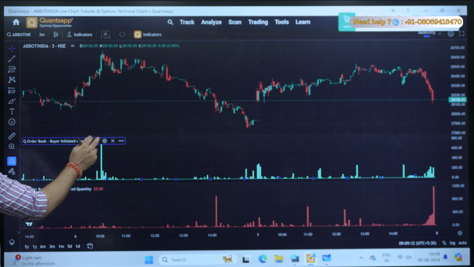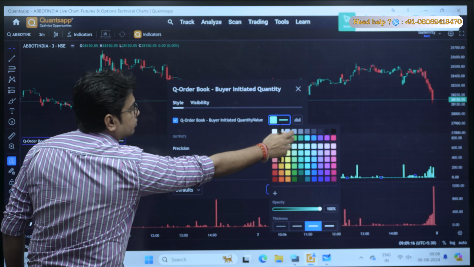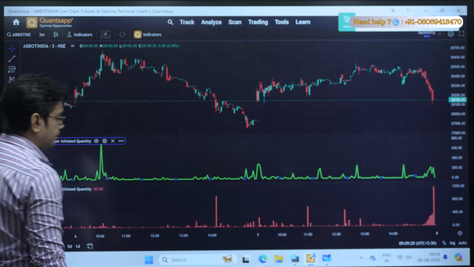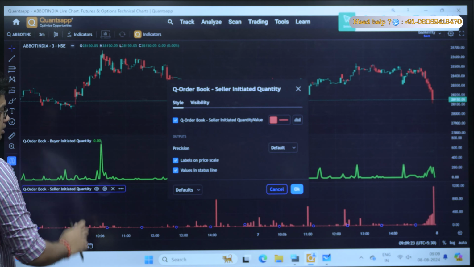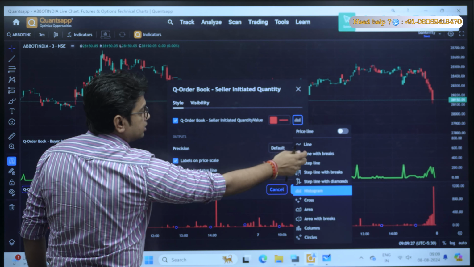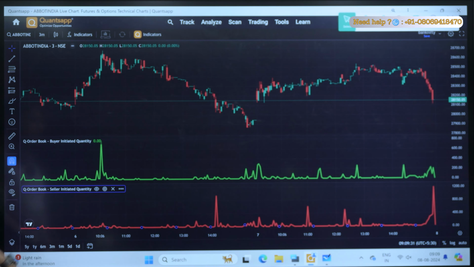Now for order book buyer initiated quantity, I will go to the settings. I'll change the color to green, change the histogram to line and click OK. Now on the seller also, I'll go to the settings, change it to red color, change the histogram to line and click OK. Now I need to align these two indicators.